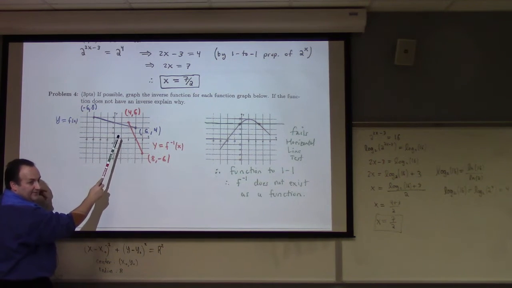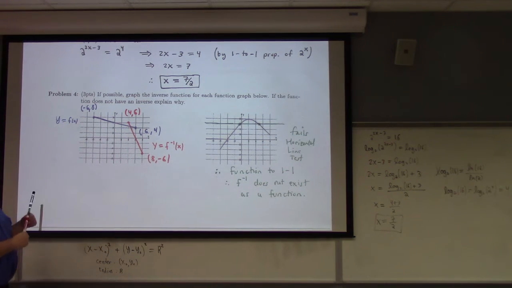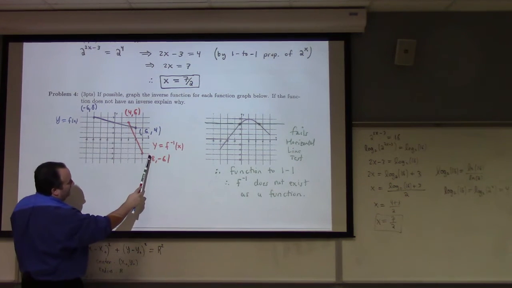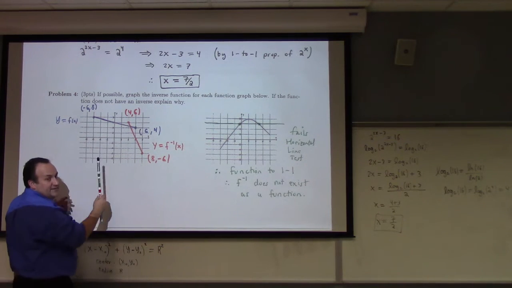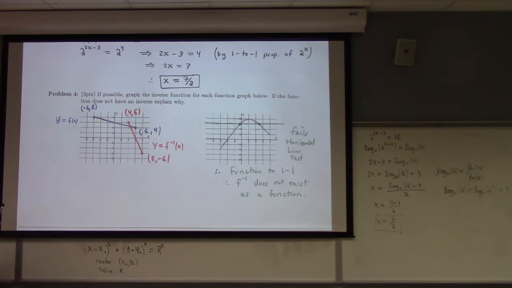So remember, the range of the inverse function should be the domain of the function, right? What's the range of the inverse function? Well, the y values, right? So the inverse function goes from minus 6 up to 6, like it should, right? If the line goes on and on, the range is not minus 6 to 6. It's much bigger, right? So that's a different thing.